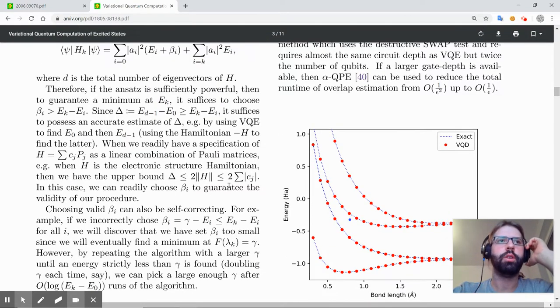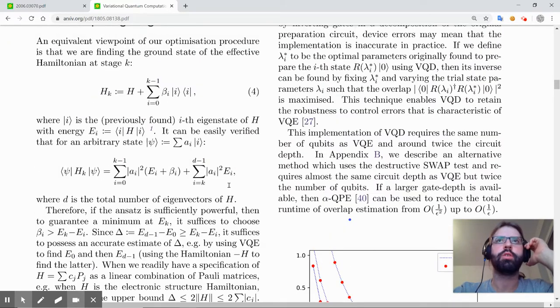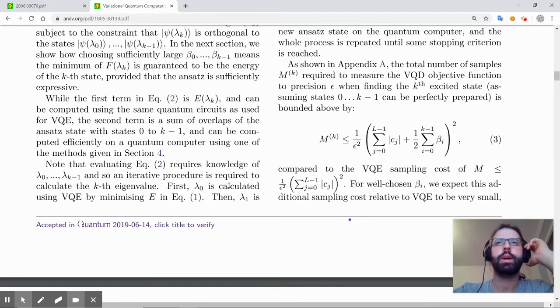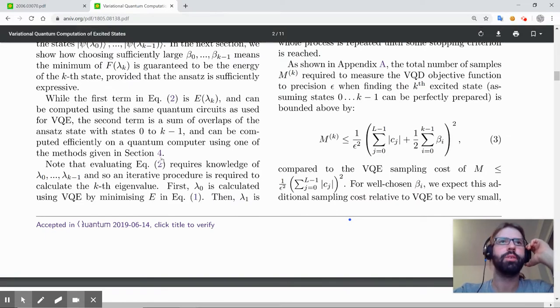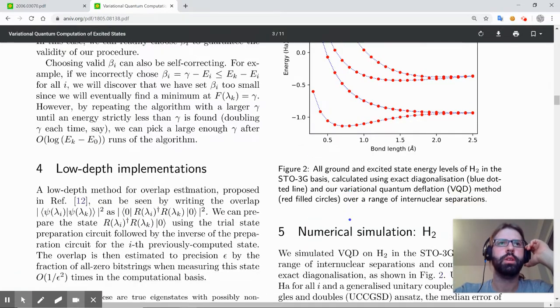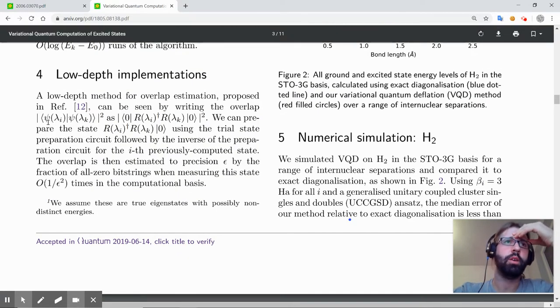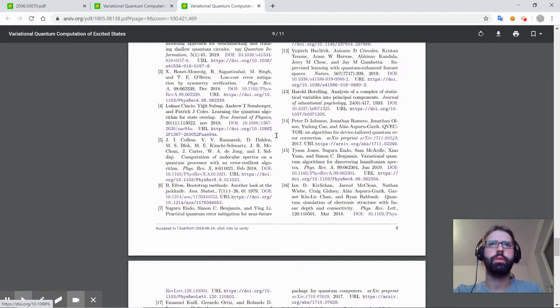So this is another method. So what was described in here? I just skipped all this stuff. Okay, so what's described in here? No, in here, this is another method. Okay, the overlap equals these, and so this is what's in reference 12.